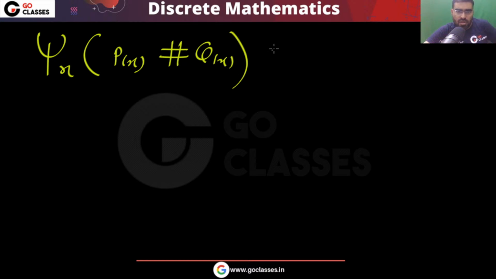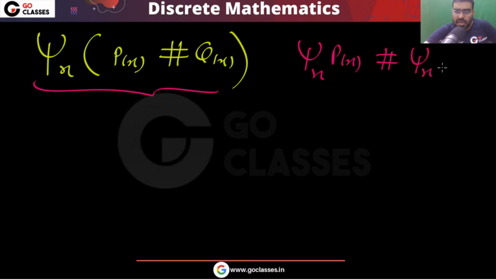Now, let me quickly give you this table. Consider this type of situation. Let's assume this psi is a quantifier. I have this type of statement: psi x, p(x), some operator, q(x). And you have psi x, p(x), operator, psi x, q(x). Look at these two and tell me which of them is expanded and which of them is compact.